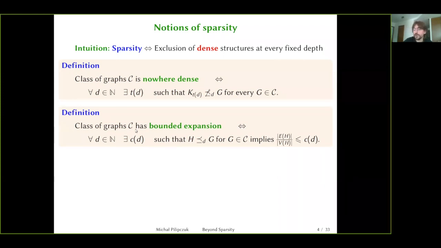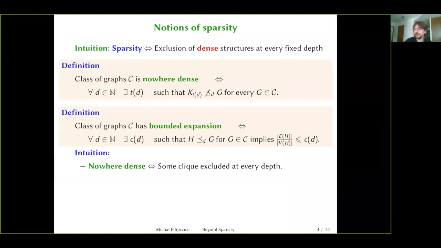So a class of graphs C has bounded expansion if for every fixed depth d, there exists a constant upper bound c(d) for the edge density in depth d minors of graphs from C. So whenever I take a graph from C and I take a depth d minor of it, then I get a graph with edge density at most c(d).